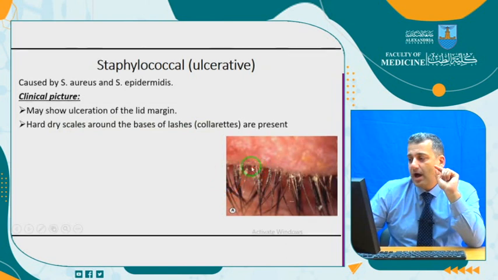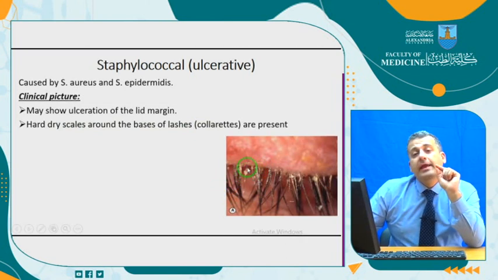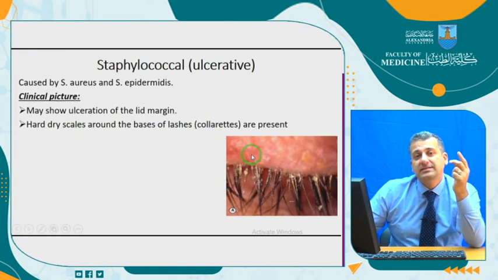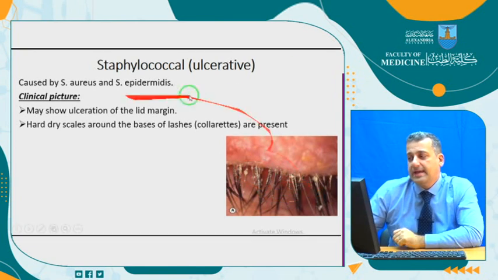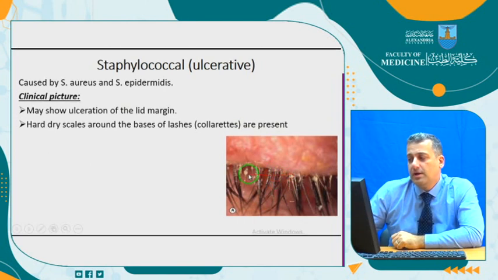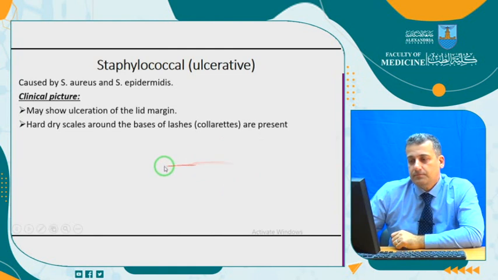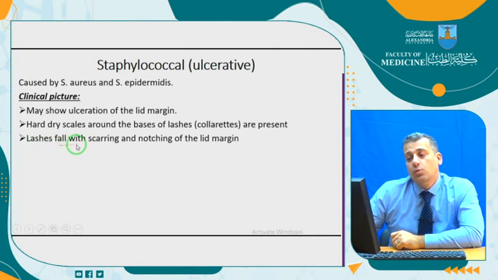So these scales around the lashes are called collarettes. As we've seen before, in seborrheic blepharitis the lashes were matted together. Here the lashes are not matted together. Again, the lashes are separated from each other, surrounded around the lash by hard, dry scales. The lashes will fall, with scarring and notching of the lid margin.